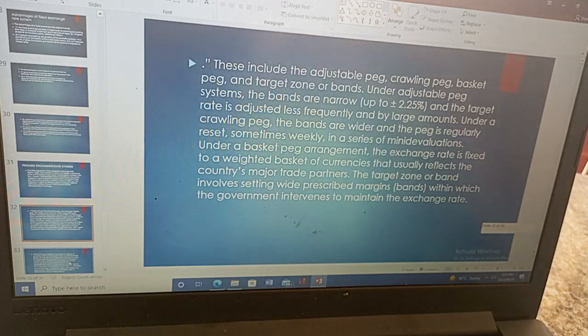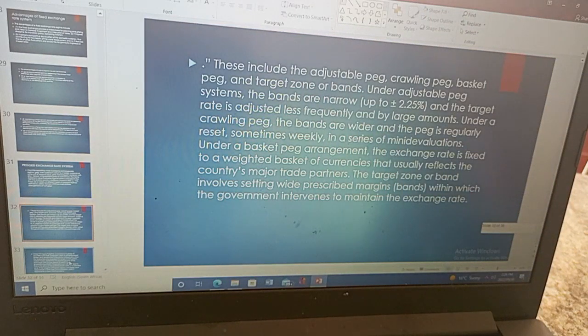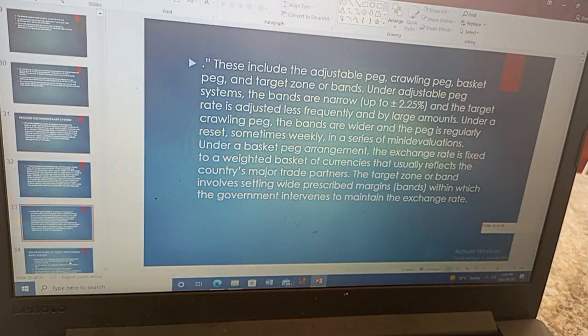Under adjustable peg systems, the bands are narrow, up to plus 2.25%, and the target rate is adjusted less frequently and by large amounts. Under a crawling peg, the bands are wider and the peg is regularly reset, sometimes weekly, in a series of mini devaluations. Under a basket peg arrangement, the exchange rate is fixed to a weighted basket of currencies that usually reflects the country's major trade partners. The target zone or band involves setting wide prescribed margins within which the government intervenes to maintain the exchange rate.